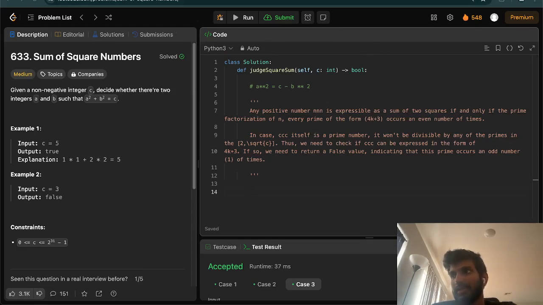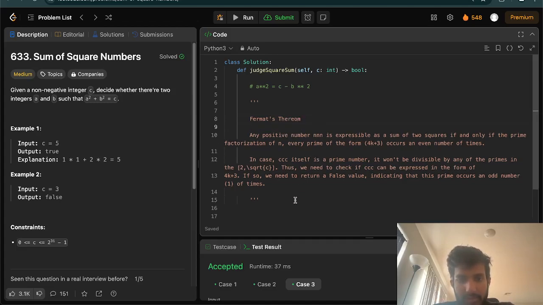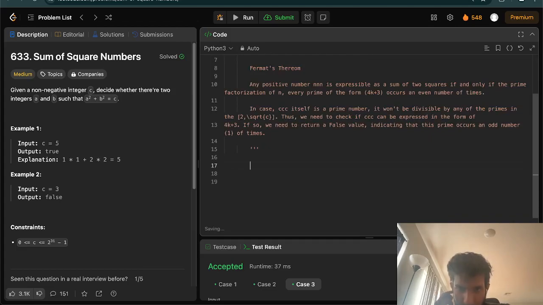It's called Fermat's theorem. Let's just put it here. Basically, the idea is that any positive number n is expressible as a sum of two squares if and only if in the prime factorization of n, every prime of the form 4k plus 3 occurs an even number of times.